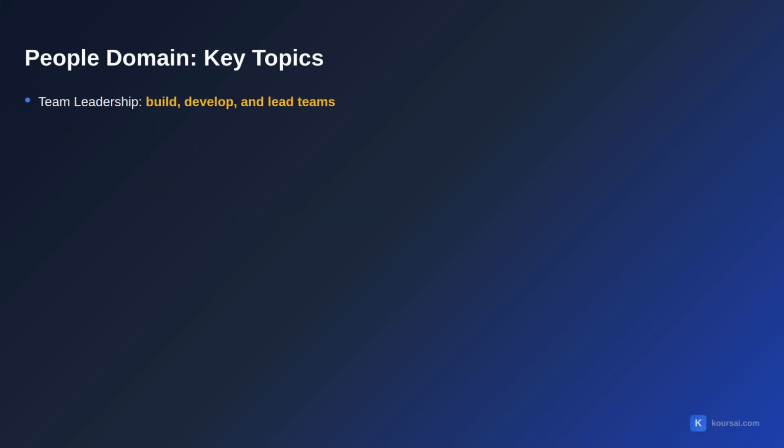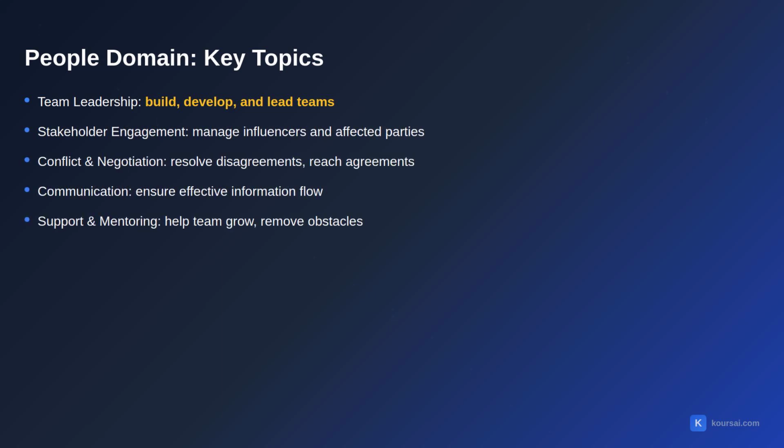The people domain covers 14 tasks organized around several themes. First, team leadership, how you build, develop, and lead project teams. Second, stakeholder engagement, identifying and managing the people who influence or are affected by your project. Third, conflict and negotiation, resolving disagreements and reaching agreements. Fourth, communication, ensuring information flows effectively. Fifth, support and mentoring, helping team members grow and removing obstacles. The key question this domain answers is, how do you work effectively with people to achieve project success?